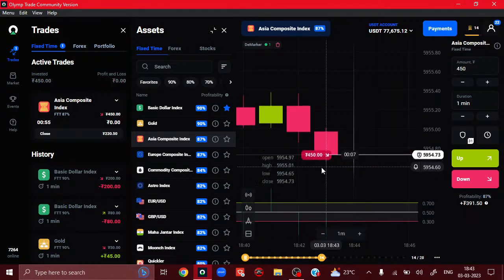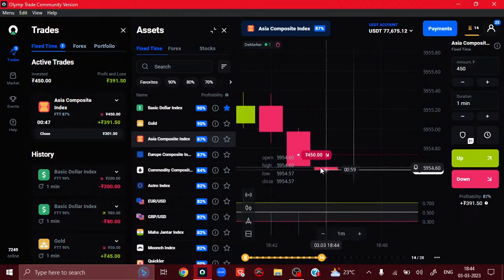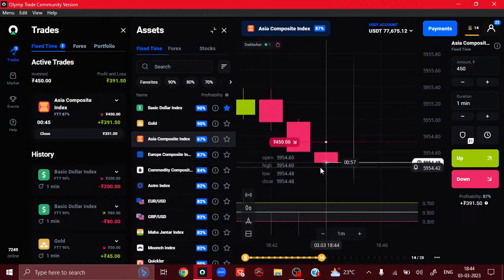Guys, the barcode strategy is a very aggressive strategy. You will get a lot of entries. So if you are one of those traders who like to trade aggressively, who like to make a lot of trades, then the barcode strategy is for you. Whenever the D marker is shifting, at that point you can trade.